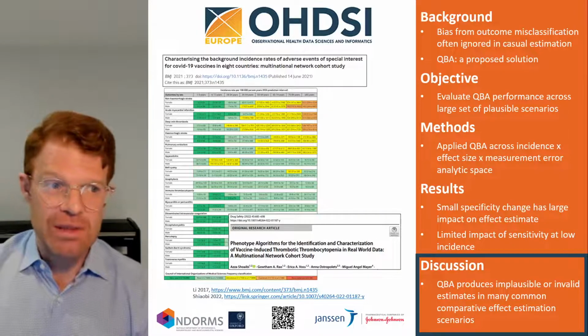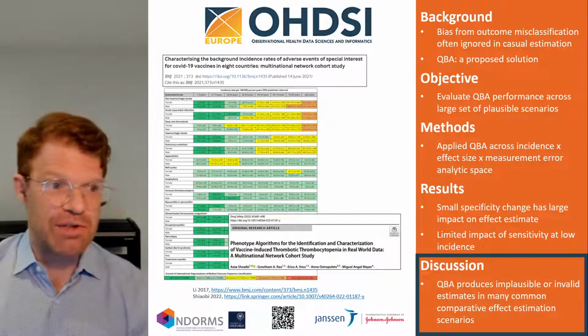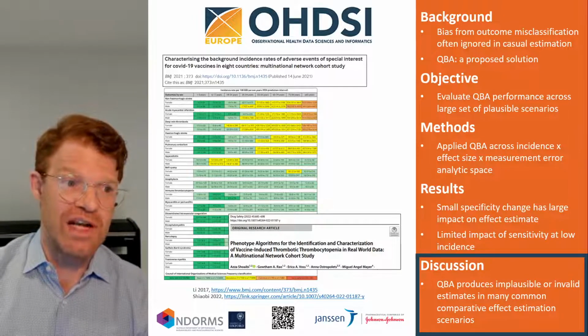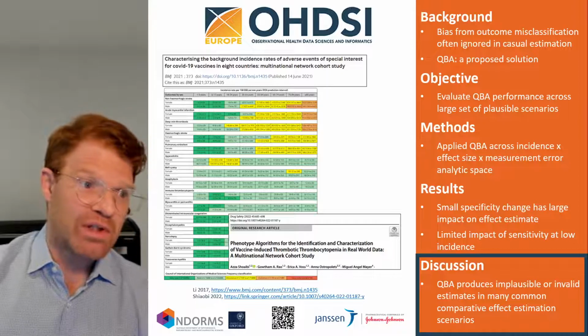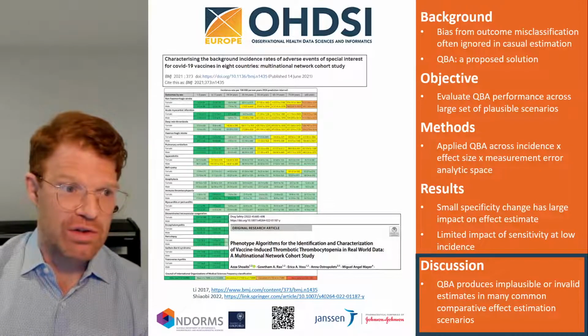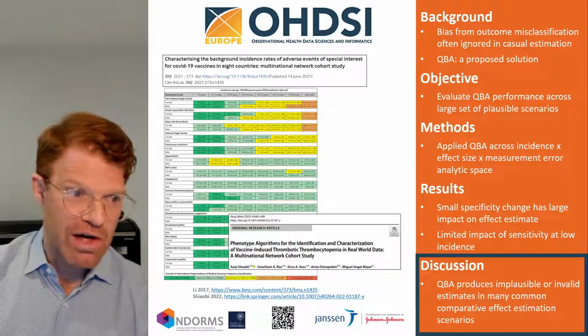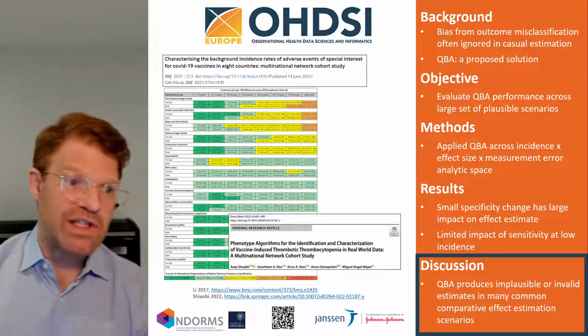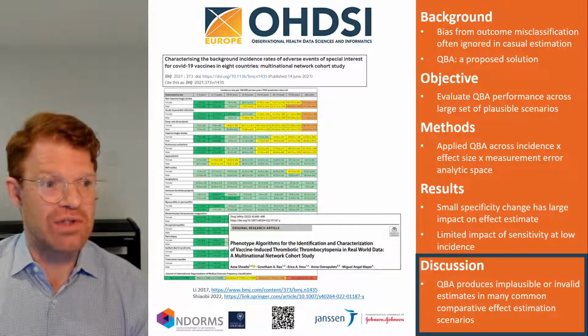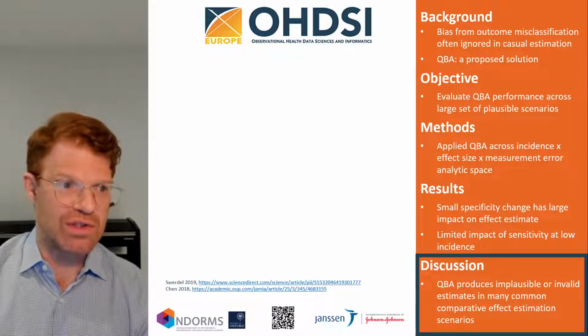A relevant example concerns COVID-19 vaccine safety research, where we've learned from recent Odyssey network studies that many important COVID adverse events of special interest, including thrombosis with thrombocytopenia, are rare, and that their very heterogeneous incidence across diverse data sources could be attributable, at least in part, to variable measurement error across sources.